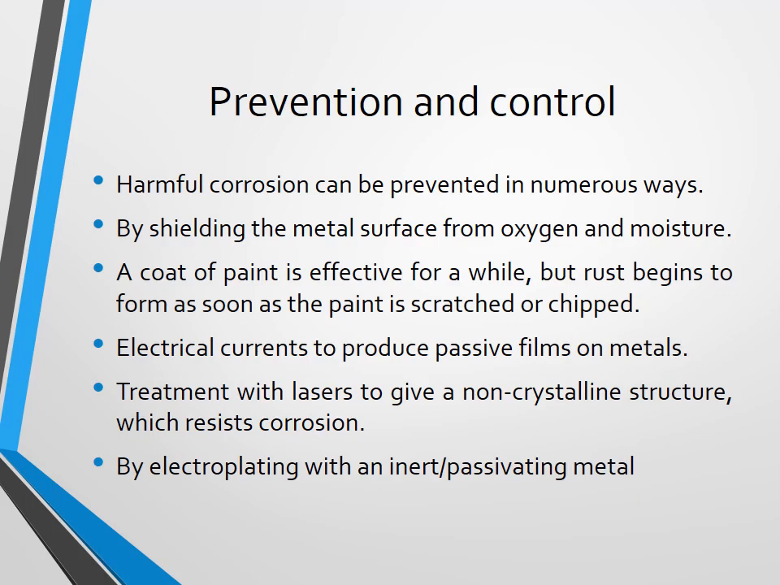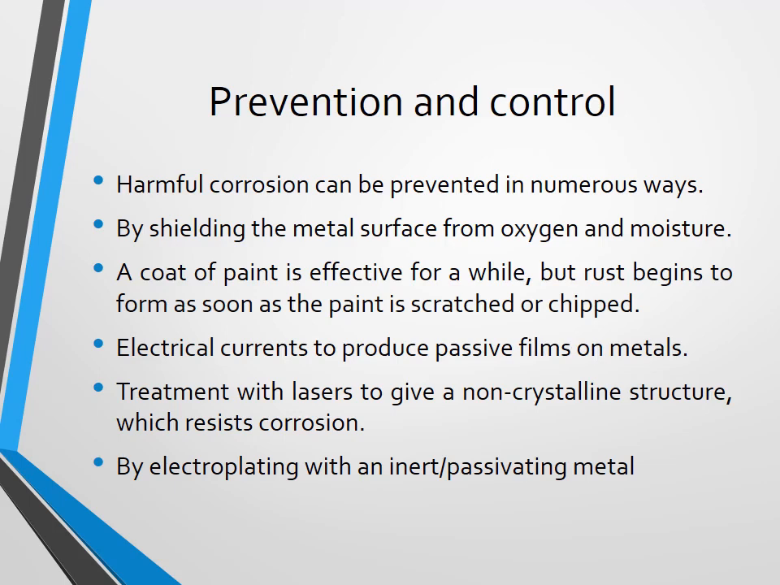So next we will discuss the prevention and control of this corrosion process. As we have thoroughly understood this corrosion process, iron gets oxidized and forms rust on the surface of the metal, which reduces the strength, appearance and durability of the metal. So how can we prevent this corrosion process?